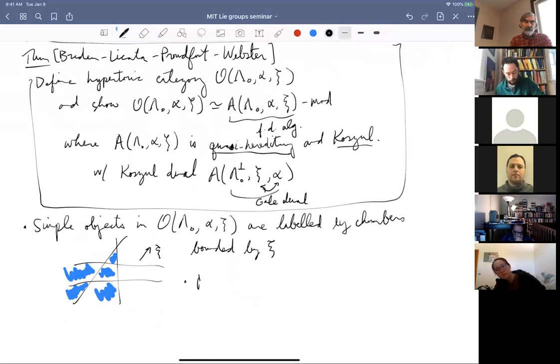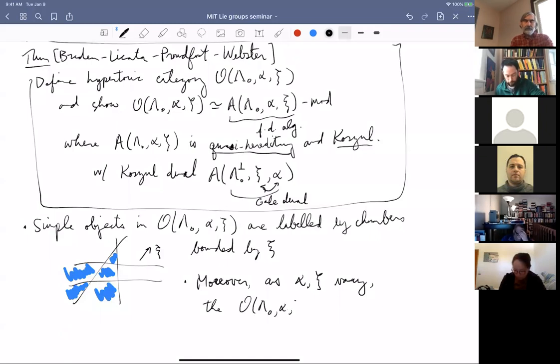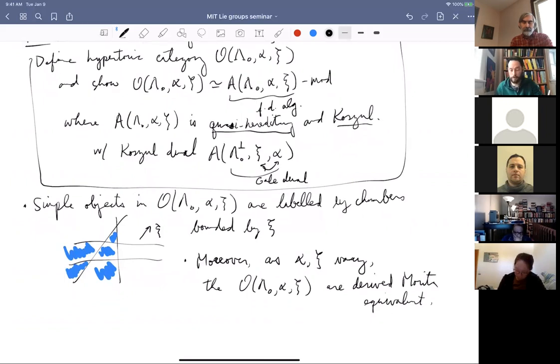And moreover, they show that as alpha and Xi vary, the corresponding categories are derived Morita equivalent. And they're related by certain shuffling or twisting functors.